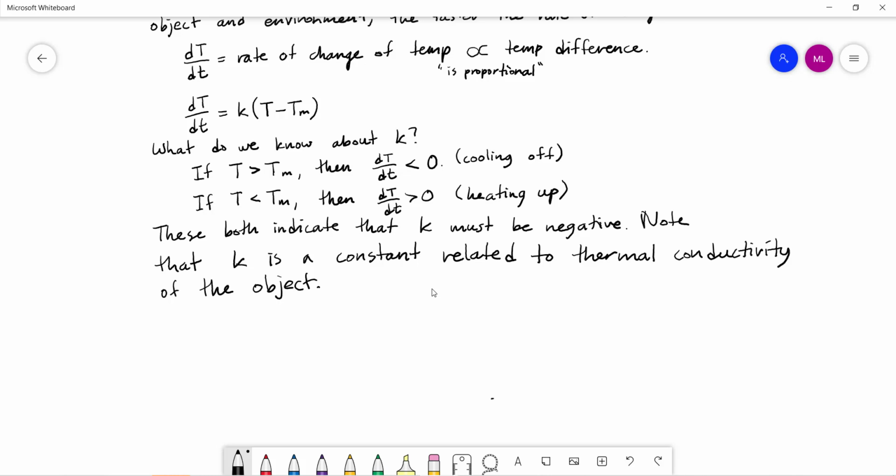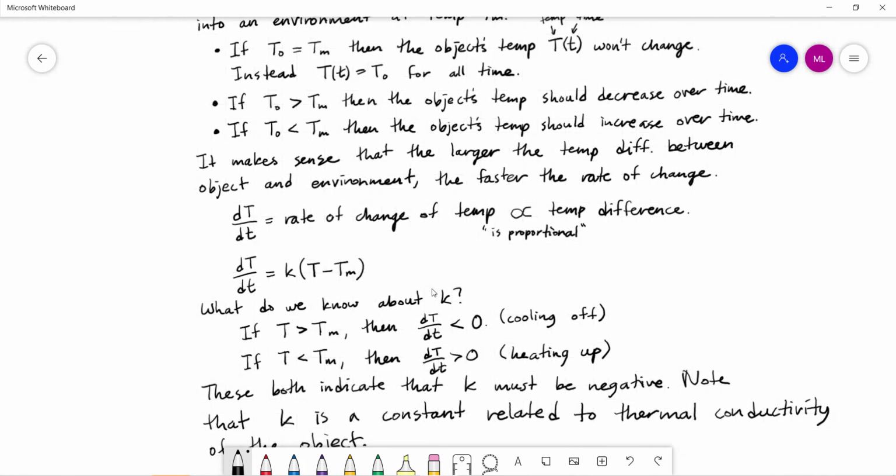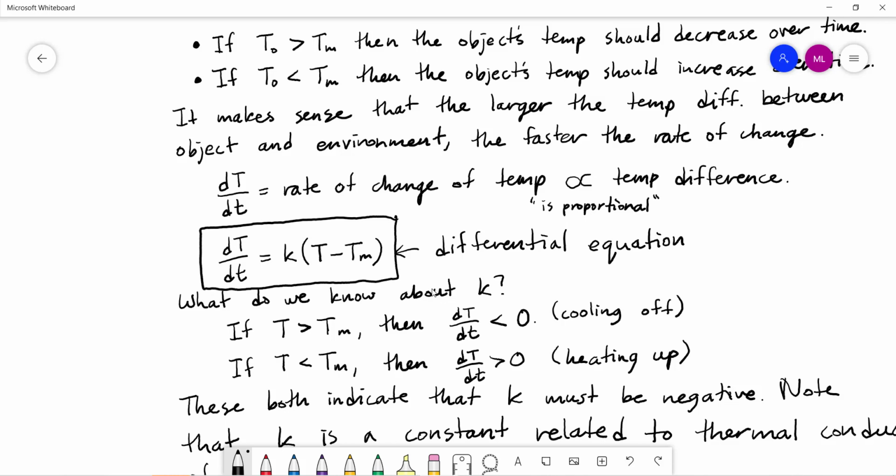So for now, I'm not going to bother solving this differential equation. We've got it right here. So this is our differential equation. This is the important piece. We're not going to solve it yet. That's going to come up in chapter 2. We'll start learning about different techniques to actually solve differential equations. For now, I just want to understand where those differential equations come from.